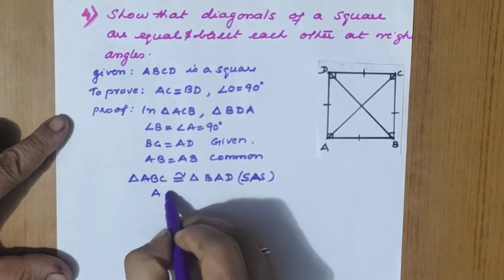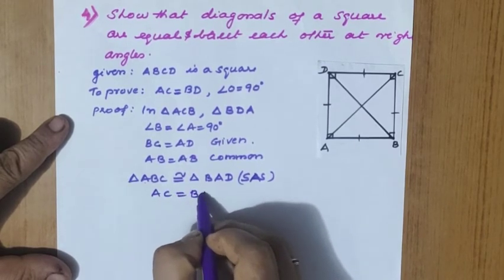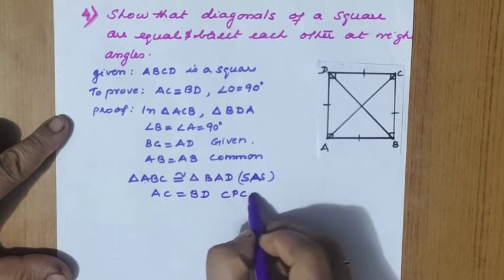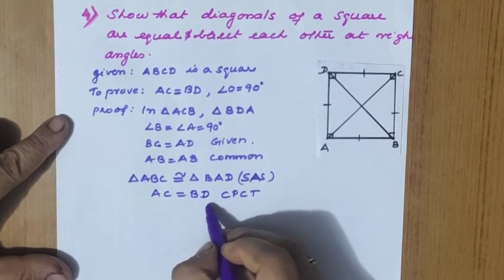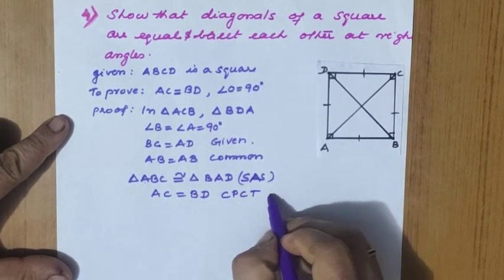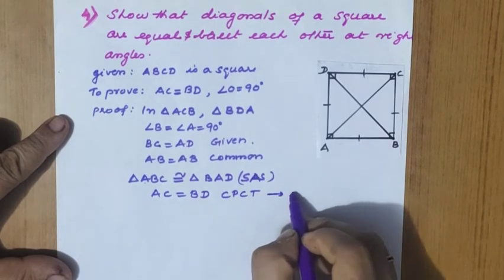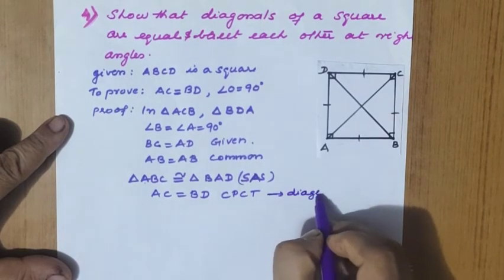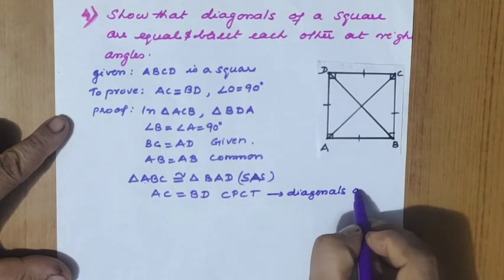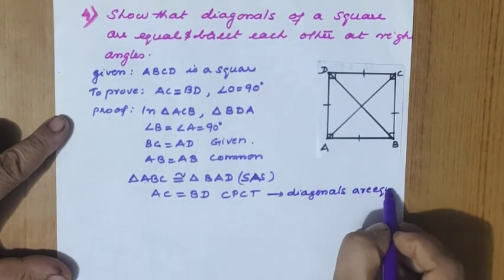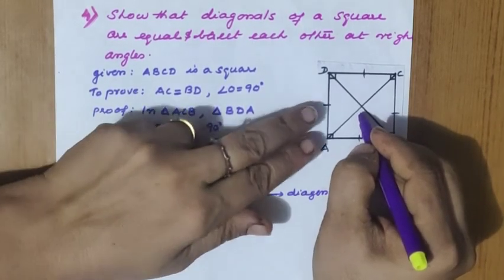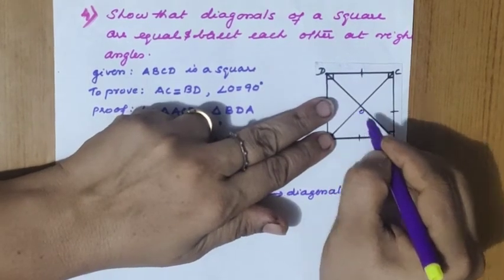So I can write that AC equals BD by CPCT. What is the meaning of this one? Diagonals are equal. We have proved the first part. Now we should prove that the diagonals bisect each other at O at 90 degrees.